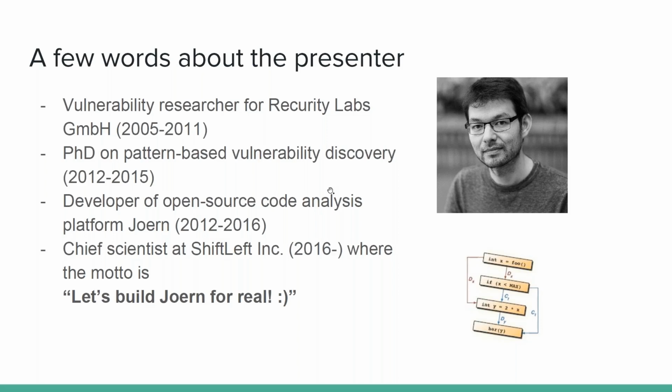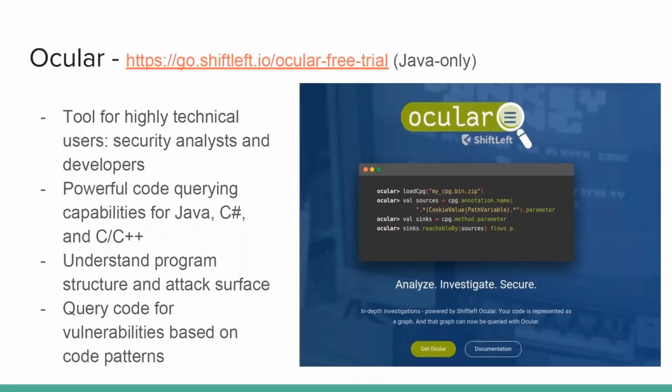eventually finished that thesis. And during that time, I developed an open source code analysis platform called Joern. And you see the logo in the bottom right. And Joern implemented the idea of taking what's called a code property graph. We'll see what that is in a minute. Putting that into a graph database and then allowing this code representation to be mined for vulnerabilities.